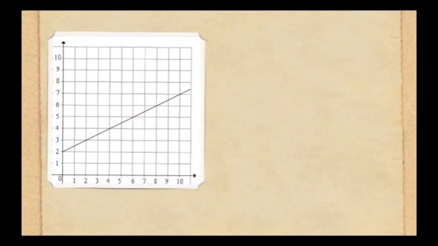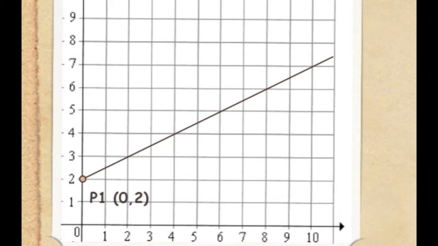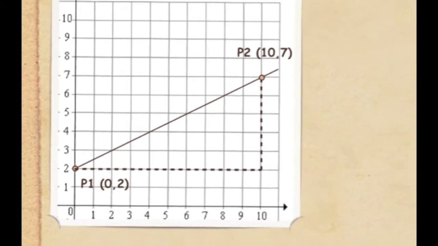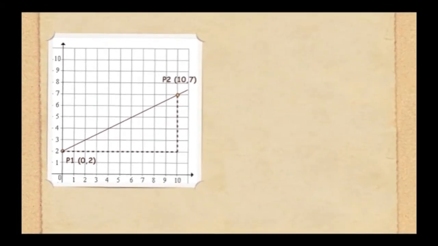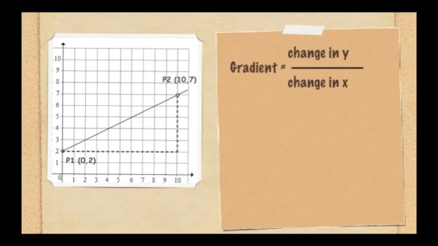Let's look at this slope on some graph paper. Let's pick 2 points on the line. Call the first P1. It has coordinates 0, 2. The second point is P2 with coordinates 10, 7. These are the best points because they form a large enough triangle that takes up more than half of the graph. You can find the gradient by dividing the change in the y values by the change in the x.